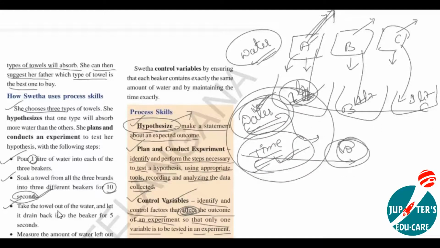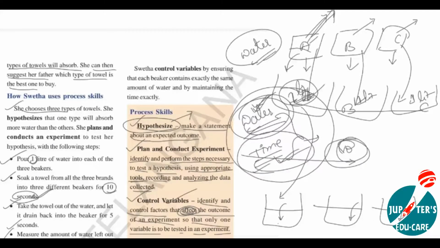Then take the towels out of the water and let them drain back into the beaker for 5 seconds. So we take each towel out of its beaker, and the same with the other towels. Then what happened? The water slowly drained back into the beakers from the towels. So then we need to measure the water which drained from the towels.